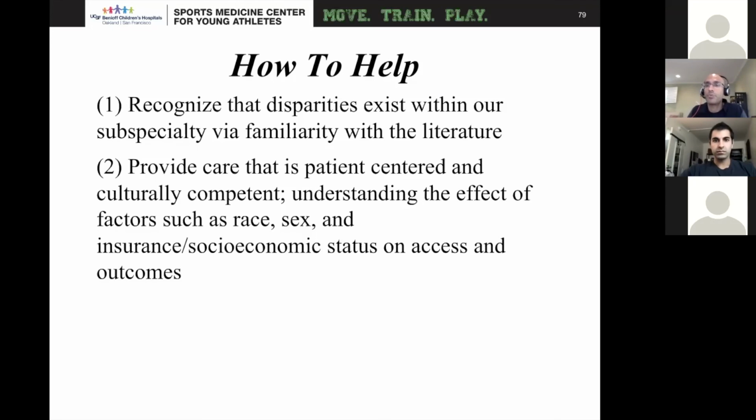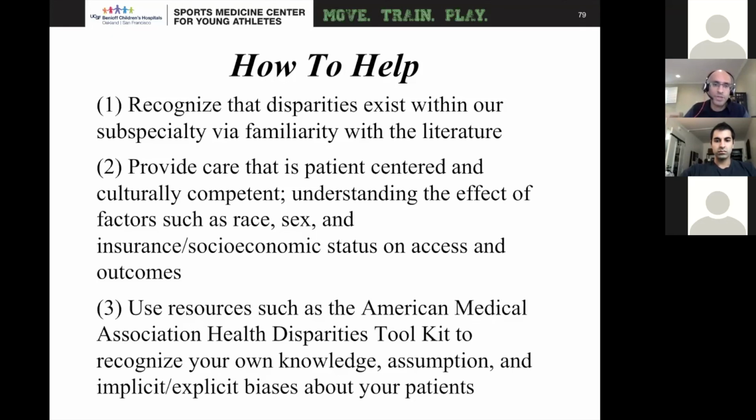Number two, I think it's important, even at the resident level, to provide care that is patient-centered and culturally competent. So I think, you don't have to go in there and check it off in a list every time you're in there, like you're writing a note. But in general, just understand the effect of factors such as race, sex, socioeconomic, insurance status on access to care and outcomes, and try to take that into consideration when you're devising treatment plans for these patients.